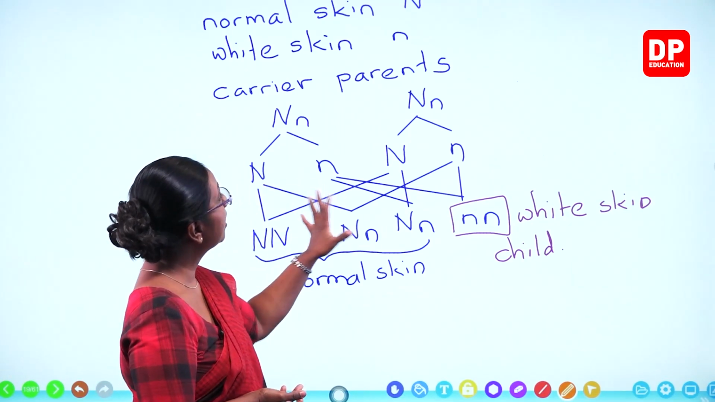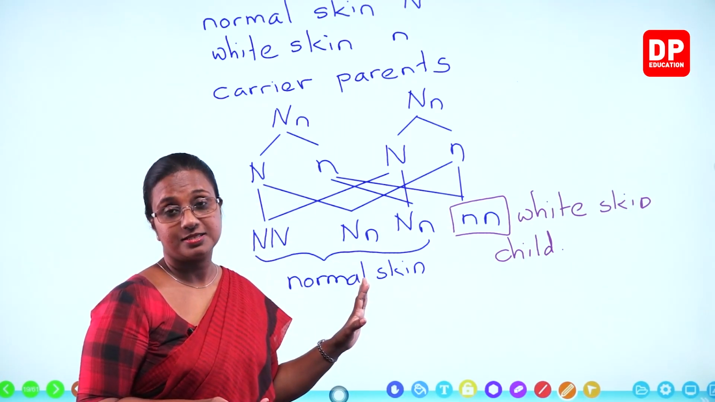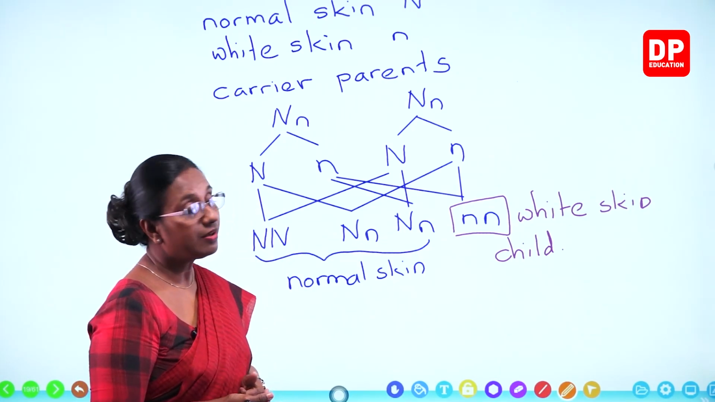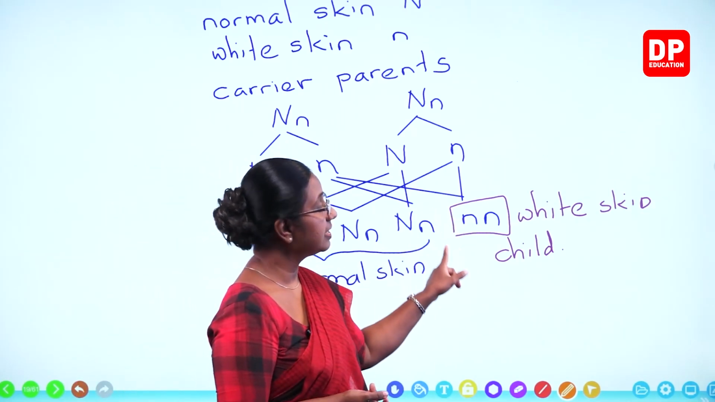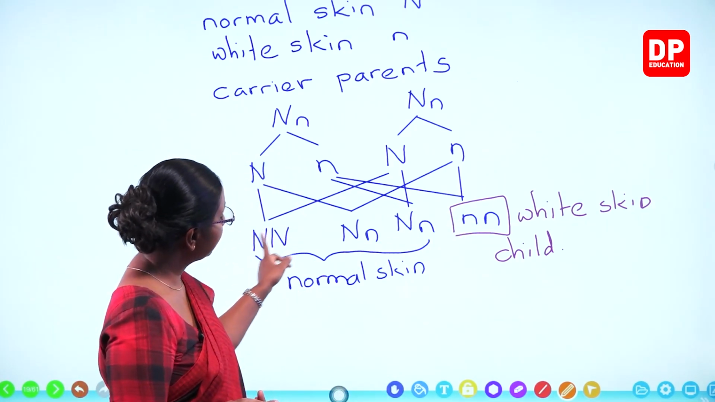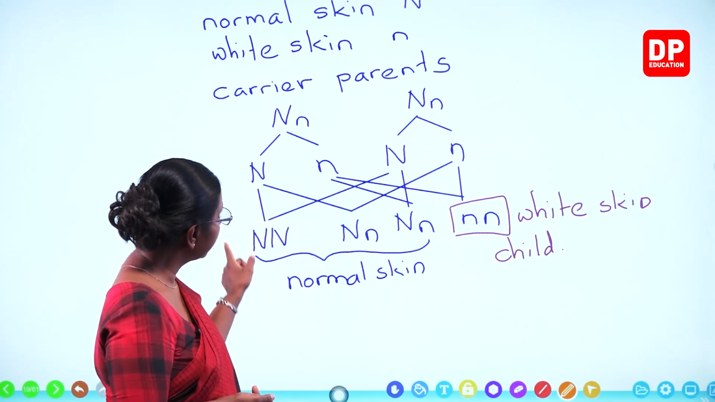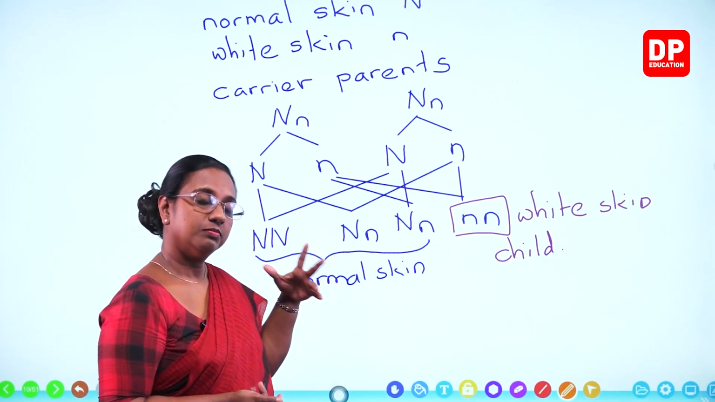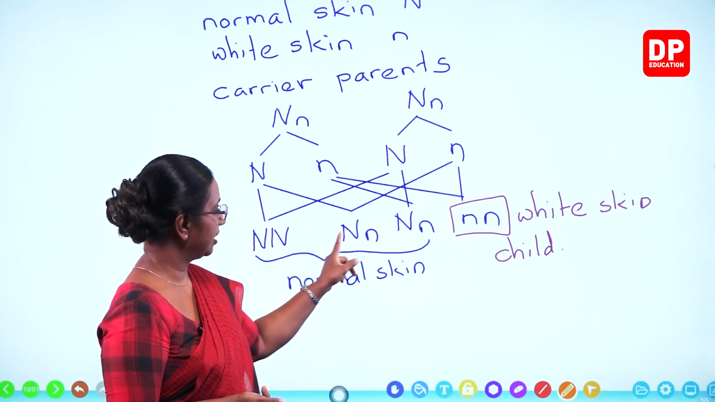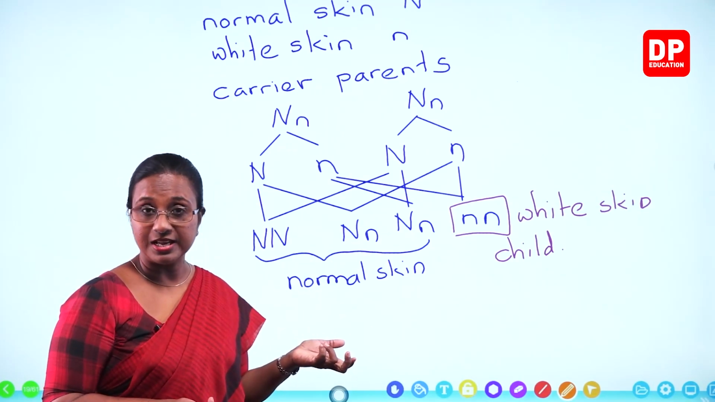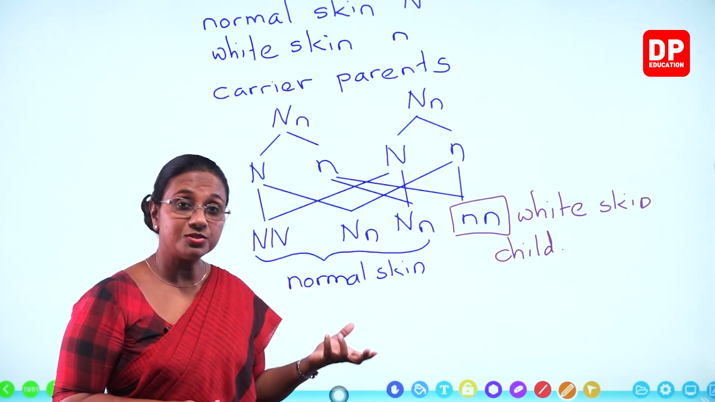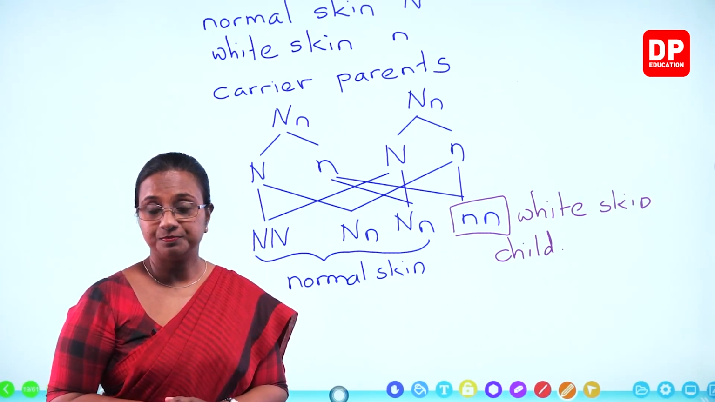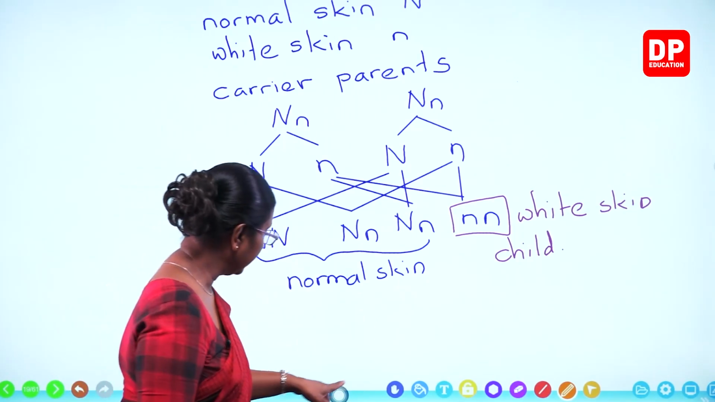If the parents have heterozygous genes, then one child can have white skin. So that is this child. The other three, they will have normal skin. Again, one child with both dominant characters, so very healthy or very normal skin, but these two children, they have the heterozygous genes, but also the skin is going to be normal skin. Is that clear to you all? So you can explain it this way.